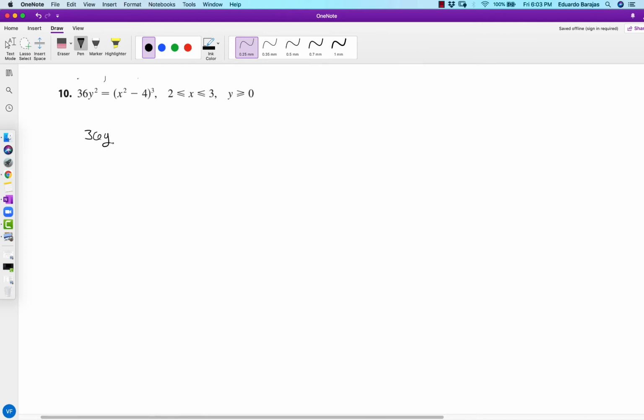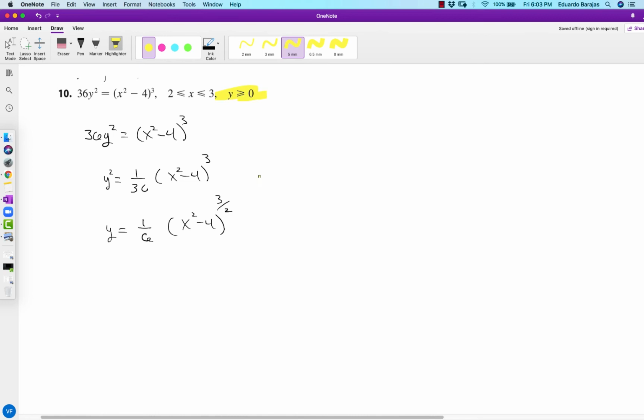This is 36y squared equals x squared minus 4 cubed. So dividing both sides by 36, we get y squared equals 1 over 36 times (x squared minus 4) cubed. And then we take the square root of both sides. So y equals 1 over 6 times (x squared minus 4) raised to the power of 3 over 2. We ignore the plus or minus, of course, because we're told y is positive.